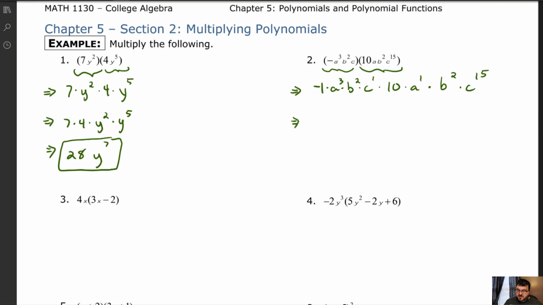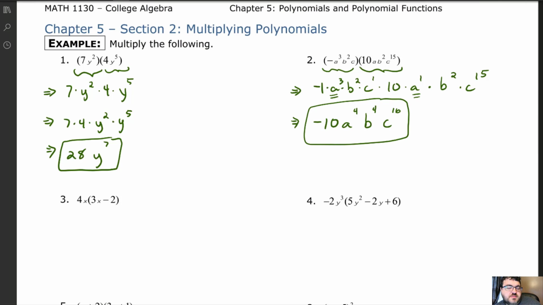Well, the -1 and the -10 make -10. There are 3 a's here and 1 a here, so that's going to make 4 a's total. There are b squared and b squared, which makes b to the 4th when you add them. C to the first and c to the 15th makes c to the 16th power. So whenever you have a monomial times a monomial, basically all you're doing is dropping your parentheses and changing the order you multiply in, multiplying things together that go together.